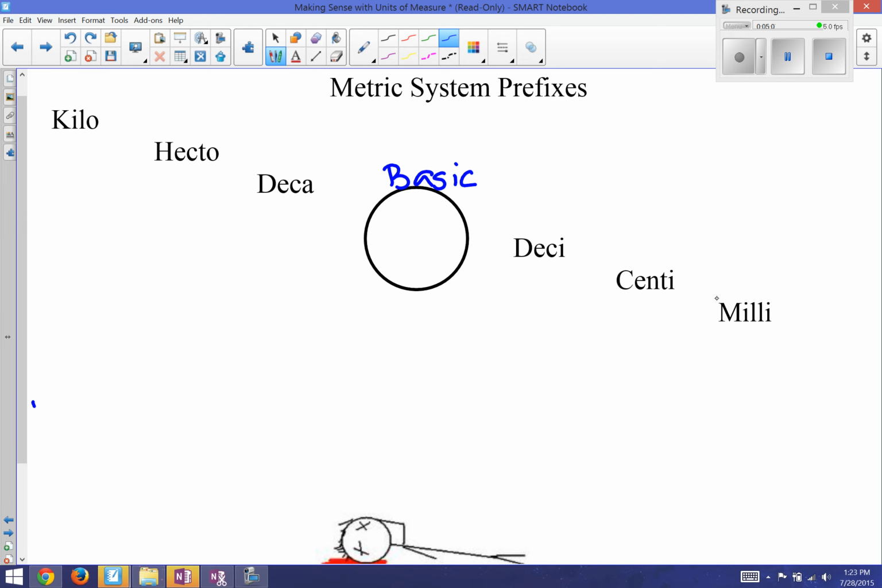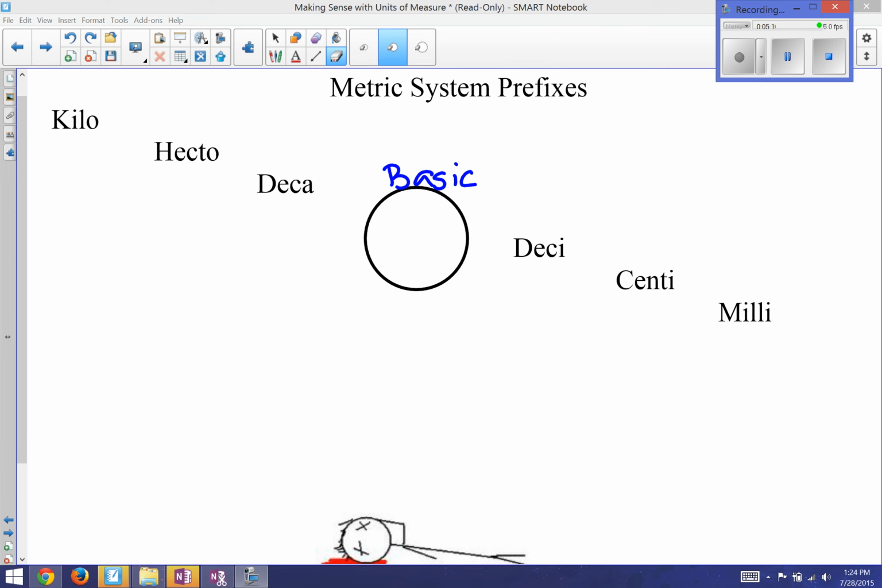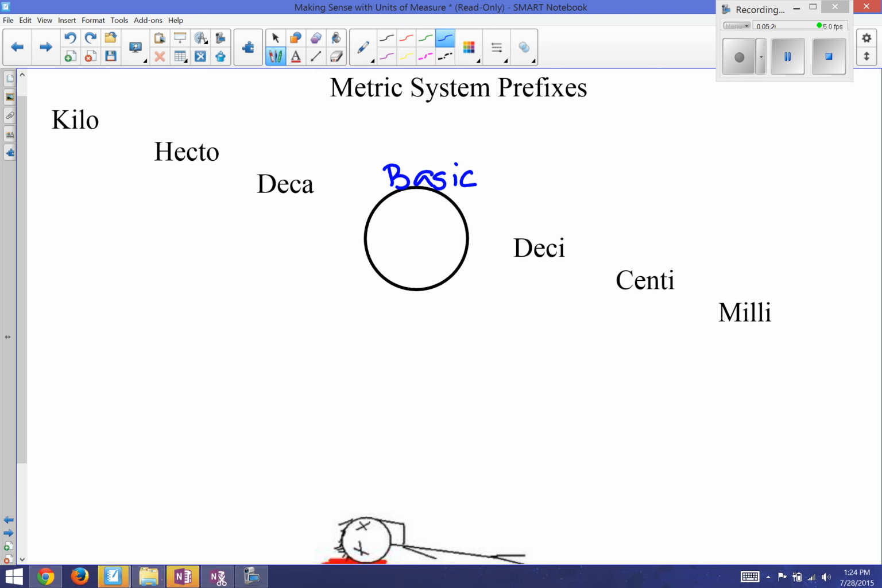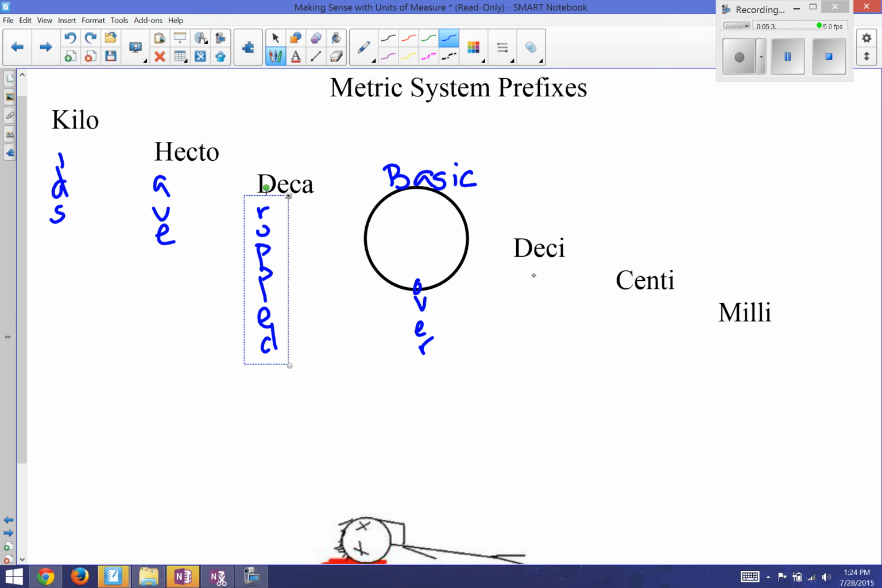For a little challenge, I want you to come up with your own saying to remember this order. Now, I'll give you an example of one that a student came up with many, many years ago. She said, kids have dropped over dead converting masses. And so I thought that was pretty cute. So I will be using that one. Kids have dropped over dead converting masses to remember the order of the prefixes.